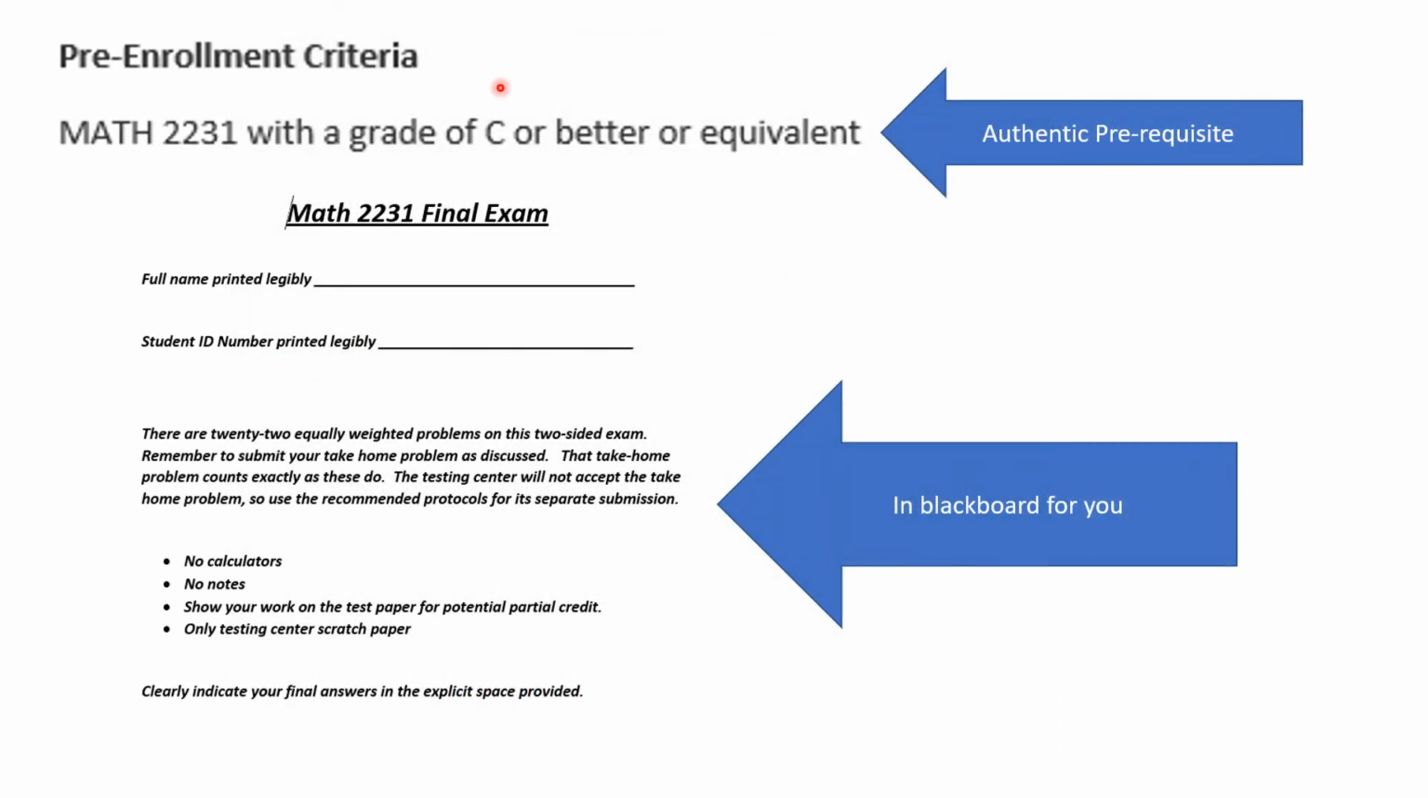Now, there are prerequisites, and the prerequisite is Math 2231, which is Calc 1, with a grade of C or better. It is an authentic prerequisite because although we will help you with gaps and things like that, the understanding is you come in with 2231 knowledge. To perhaps help you assess this and give you an idea of the way I write tests, I am posting in your Blackboard shell a Math 2231 final exam that I gave recently.